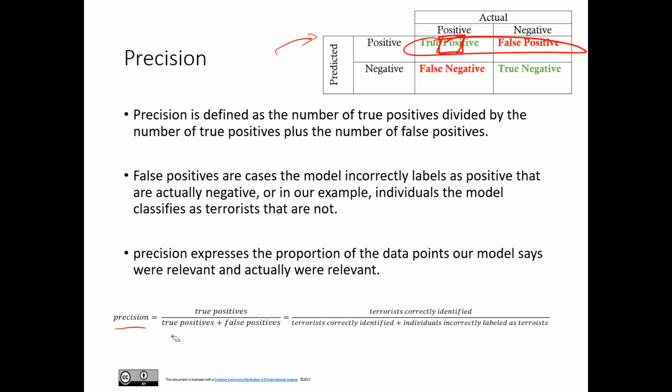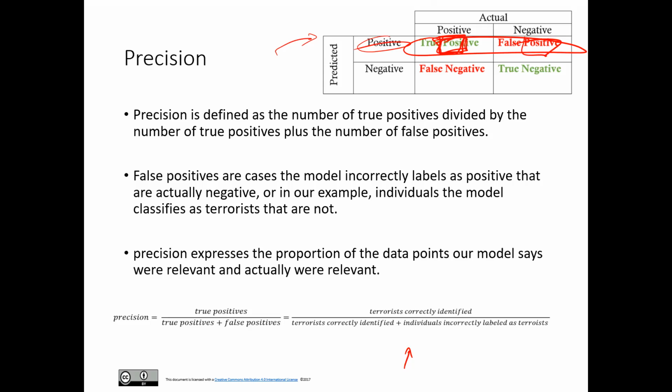If you think about it in terms of the terrorist problem, the numerator is terrorists correctly identified as terrorists. And then the denominator is terrorists correctly identified plus individuals incorrectly labeled as terrorists. So all the positives the model predicts here, and then how many were actually positive and how many were not. Those are individuals incorrectly labeled as terrorists.